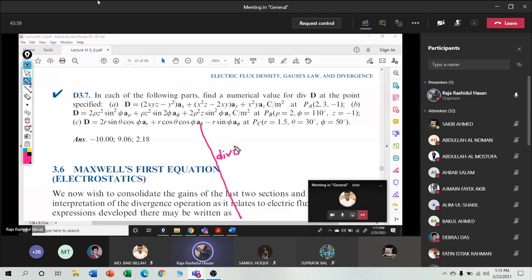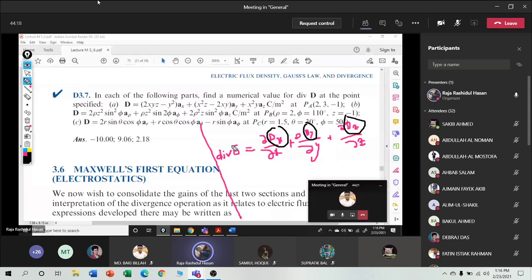তাহলে ডাইভারজেন্স অফ D or div D equal to what? Since this is a rectangle, তাহলে del dx by del x plus del dy by del y plus del dz by del z. So this is the equation for rectangular. Now we need the dx, dy and dz.